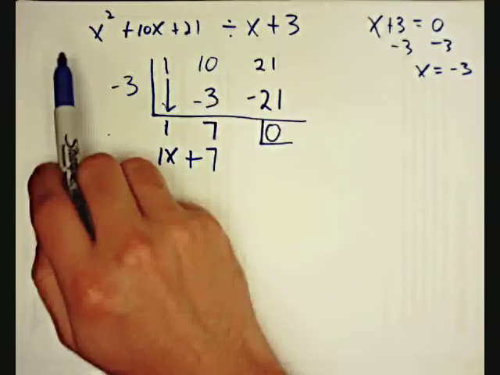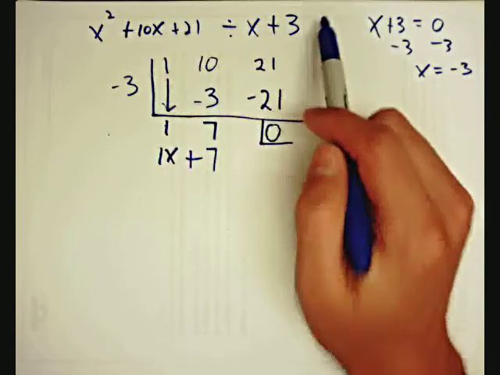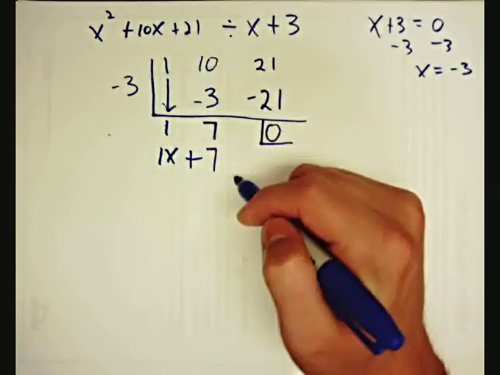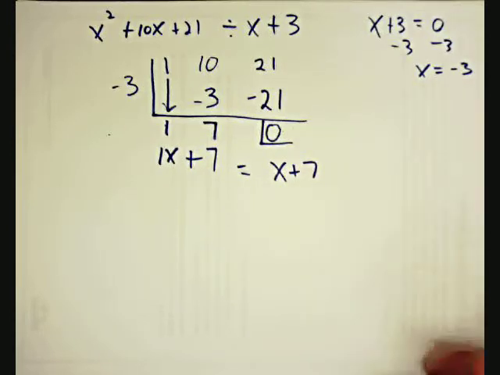So if I divide x squared plus 10x plus 21 by x plus 3, I get 1x plus 7, or in other words, just x plus 7. So exact same result that we got doing long division. And once you get good at synthetic division, it's going to be much, much quicker than long division. You can do a synthetic division in probably 30 seconds or less once you get the process down.